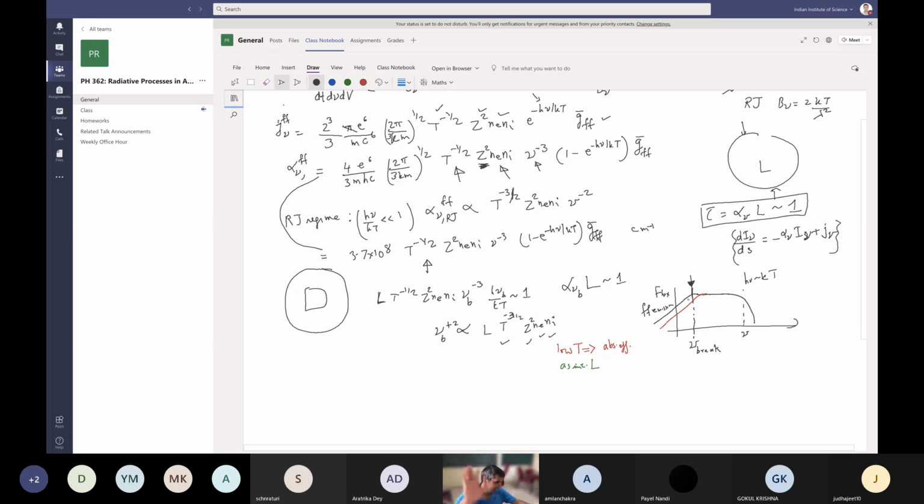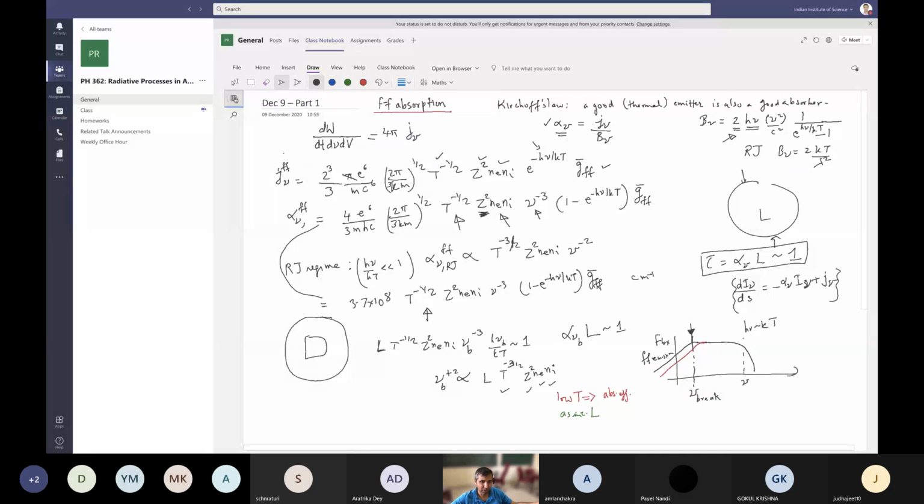Okay, so you don't have to bother too much about the formulae, because formulae are easily available in the standard text. What you have to keep in mind a little bit is the mechanism and these dependencies on frequencies and temperature and so on. Okay, so I think we are done with Bremsstrahlung.